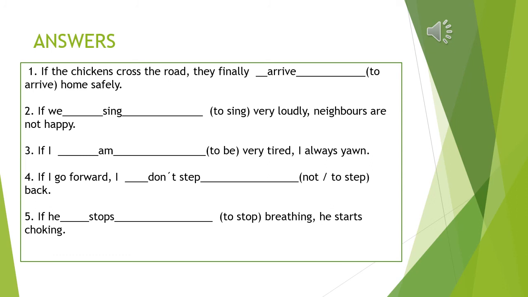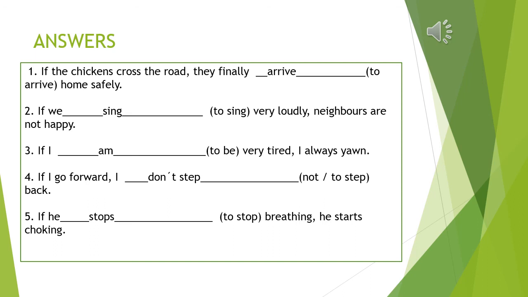Number 4, if I go forward, comma, I not to step back. As you can see, number 4 is negative because we have the word not. So we have to use an auxiliary. For negative sentences, we have don't and doesn't. My subject is I, so I must use don't, and the main form of the verb, in this case, step.